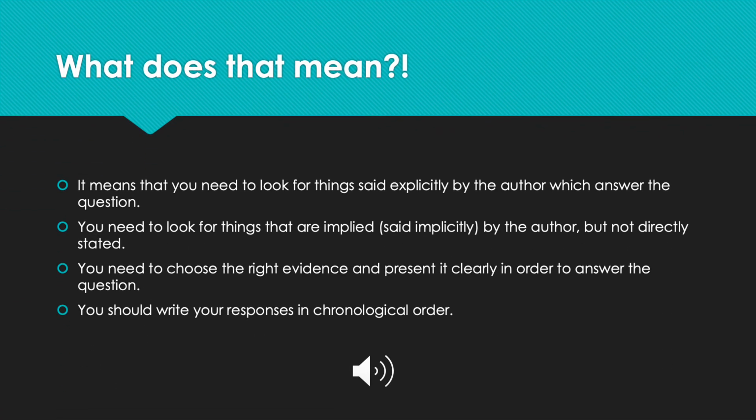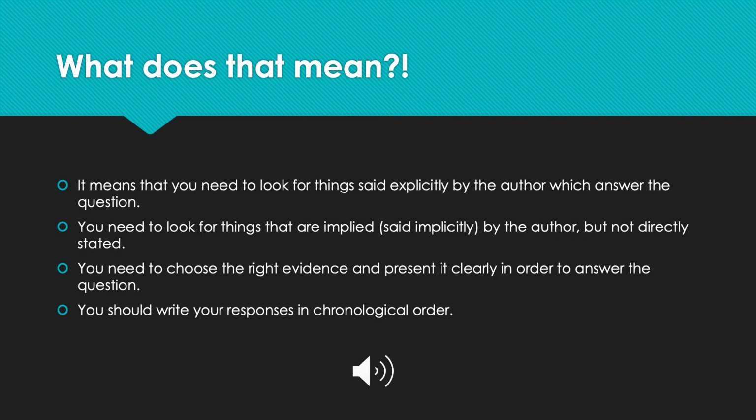So what does that mean for you? It means that you need to look for things that are explicitly said by the author in answer to the question. For example, if he were to say it was raining that morning, that's an explicit statement. However, you also need to look for things that are implied or said implicitly by the author. For example, she was walking along the road with her umbrella up due to the weather implies that it's raining without directly saying it.